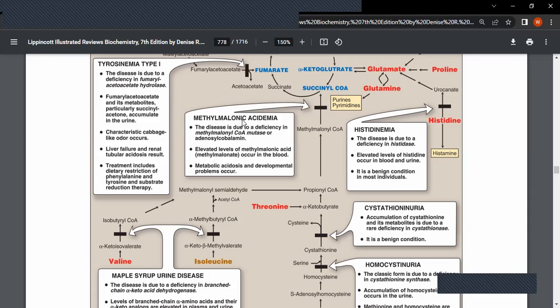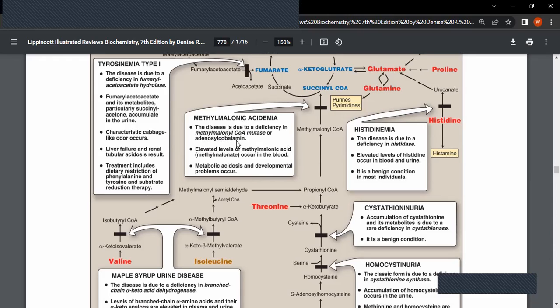Methylmalonyl will accumulate in your body and it is an acid. So it can be caused by deficiency of the enzyme. You don't have the methylmalonyl-CoA mutase, or you don't have its coenzyme, the adenosylcobalamin. Or not necessarily don't have it, your body is not being able to absorb B12. Maybe your gastric mucosa is not producing the intrinsic factor, so you are not being able to absorb.